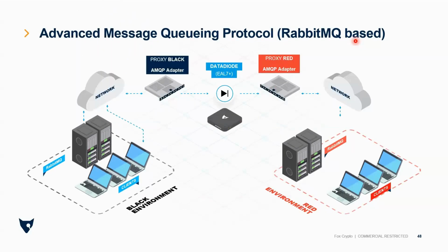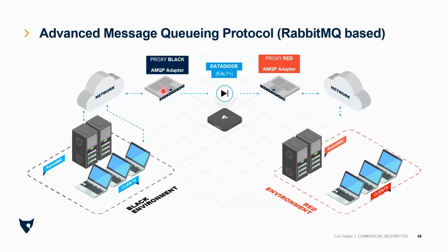AMQP, which is a queuing solution. In this case, based on RabbitMQ, you can have thousands of queues, and systems usually post messages on a queue. And then someone consumes the message and takes further action. Well, on Black that will work, but how do you do that on Red? We created an AMQP replicator.